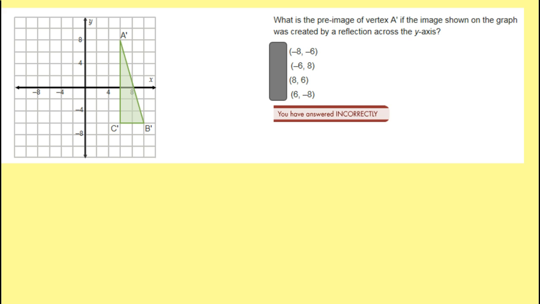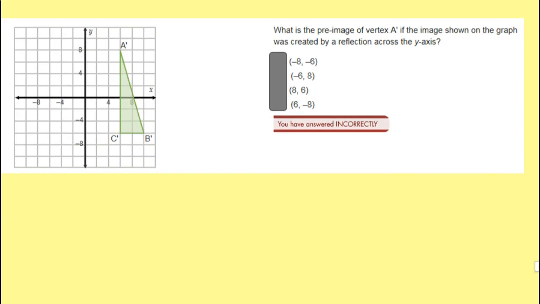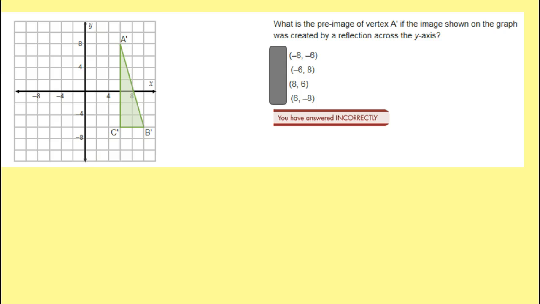Okay, I think we're almost done. Yeah, this is the last question. All right, let me get my colors ready. What is the preimage of vertex A prime if the image shown was created by reflection over the y-axis? So this is a y-axis reflection. Here's the image, and we're looking for the preimage. So the y-axis is here. So if I want to find the reflection, which is really what I'm looking for, I'm going to go the same distance on the other side of the y-axis.